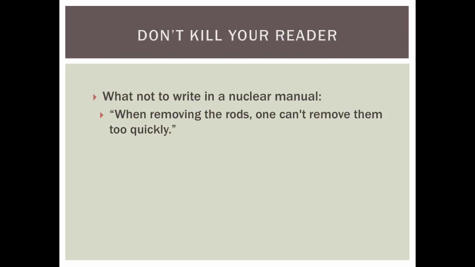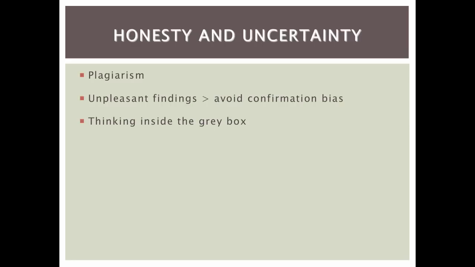Don't kill your reader, right? When removing the rods, one can't remove them too quickly. Right? Think about the alarms going off. You open the manual. You work at a nuclear plant. When removing the rods, one can't remove them too quickly. Does that mean that you can't remove them quickly enough, so that's fast? Or one can't remove them too quickly, like you don't want to pull them out too fast? Which is it, right? Well, we'll let our imaginations go with that.